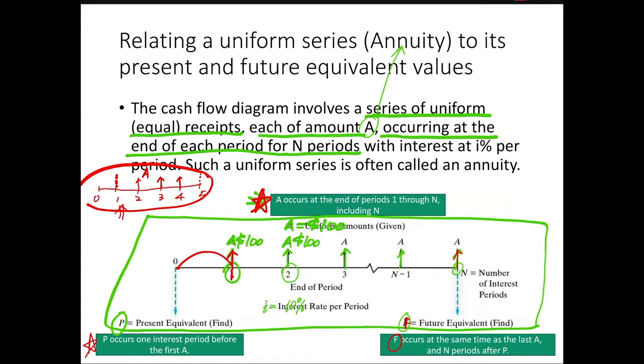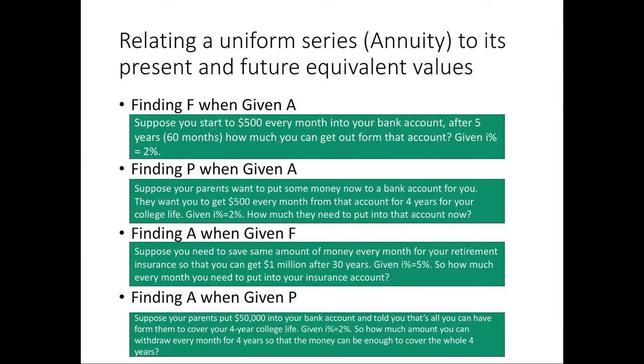So let's just see what kind of things we can do to use the relationship between the annuity and the future value and the present value. So there are 4 things we can do. And so the first case is finding F given A. Okay? So find the future equivalent value given annuity.